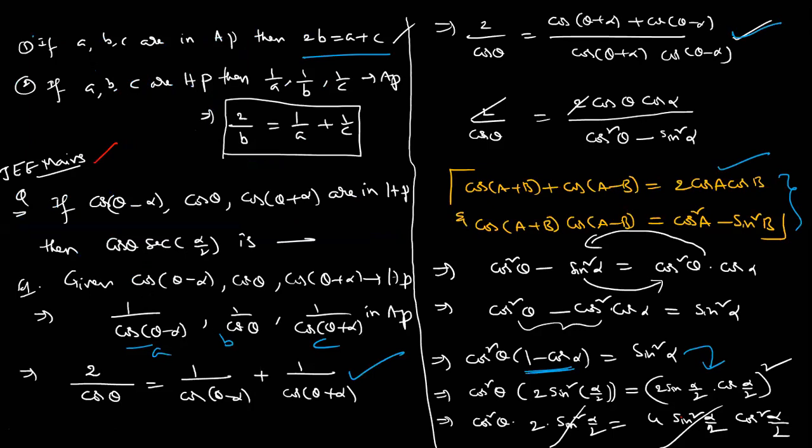See here, see the definition once again. A, B, C are in AP. What is the formula, students? That is 2B is equal to A plus C. We discussed it earlier. A, B, C are in AP means 2B is equal to A plus C. A, B, C are in HP means their reciprocals are in AP. That is the harmonic progression. 1/A, 1/B, 1/C are in AP. So apply here: 2/B is equal to 1/A plus 1/C.